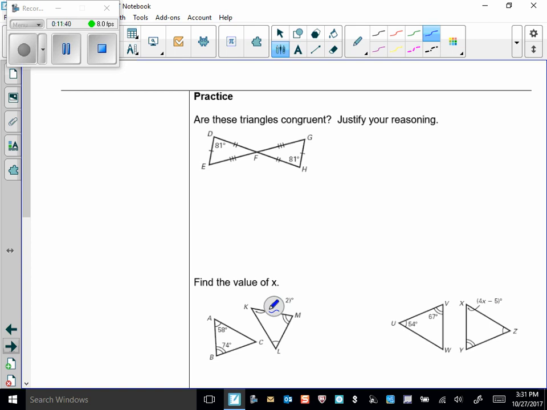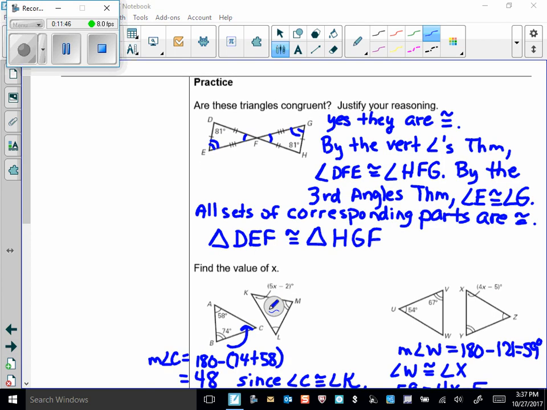I want you to pause right here and work these problems and come back and check your answers. Welcome back. Check your answers. The first problem, yes, the triangles are congruent. You can see my reasoning there. Triangle DEF is congruent to HGF. If you have any questions about that, please don't hesitate to ask me in class.